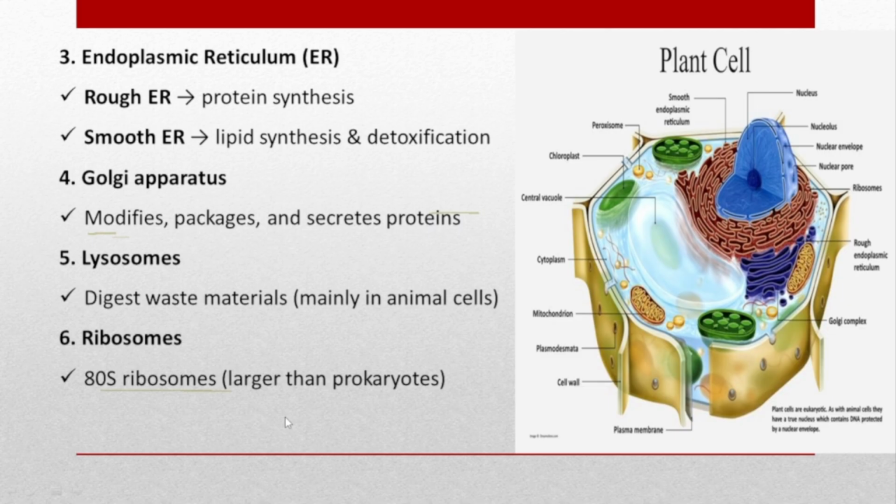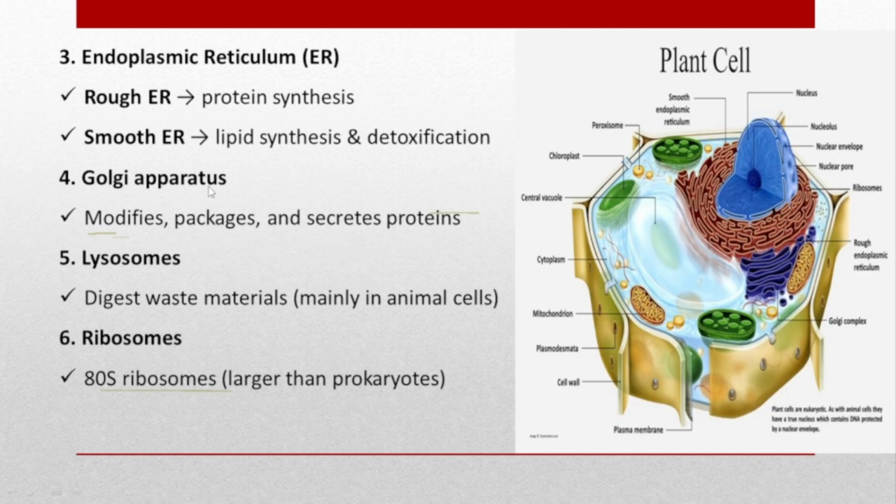The other membrane bound organelle is the endoplasmic reticulum, or ER. The endoplasmic reticulum can be classified into two types: rough endoplasmic reticulum and smooth endoplasmic reticulum. The rough endoplasmic reticulum helps with protein synthesis, and the smooth endoplasmic reticulum helps with lipid synthesis and detoxification of toxic substances. So the smooth endoplasmic reticulum has these roles, and the rough endoplasmic reticulum has protein synthesis.